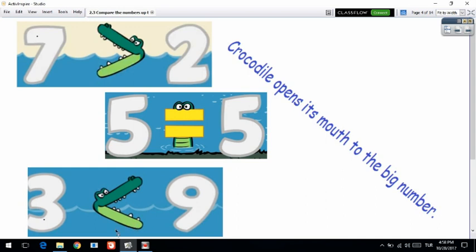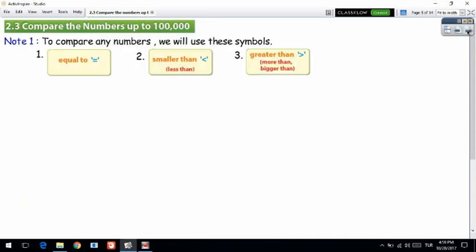So let's look at the crocodile's mouth. It opens its mouth to the 9, because 9 is bigger than 3. If you have two numbers that are the same, the crocodile cannot open its mouth. As you see, there is an equal sign between them. Okay, so now let's get started.